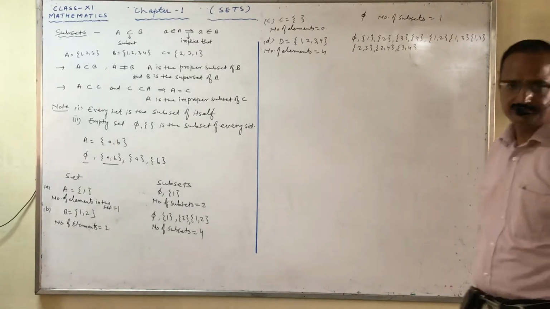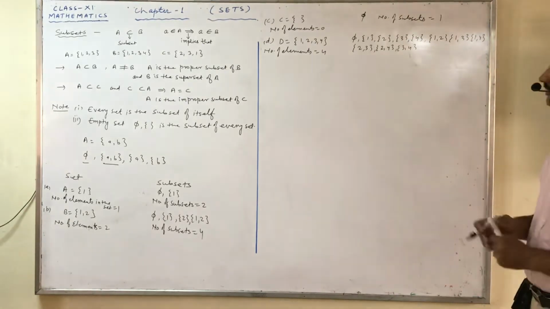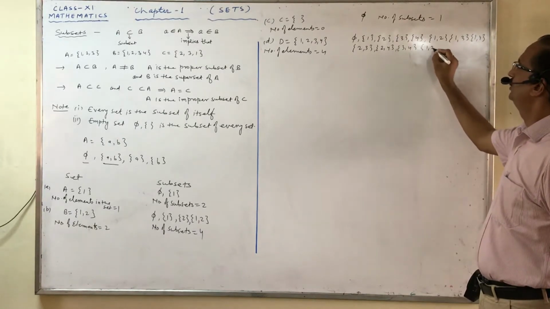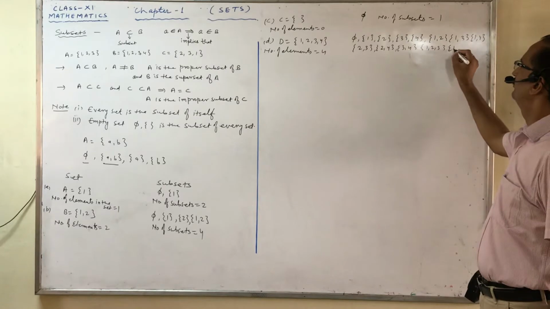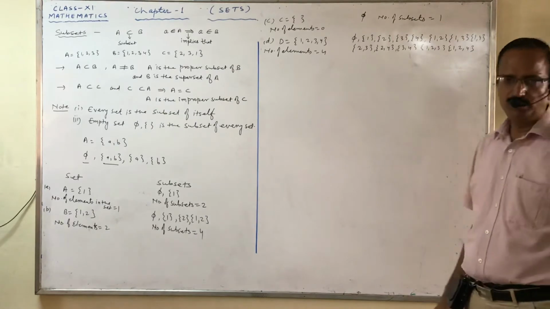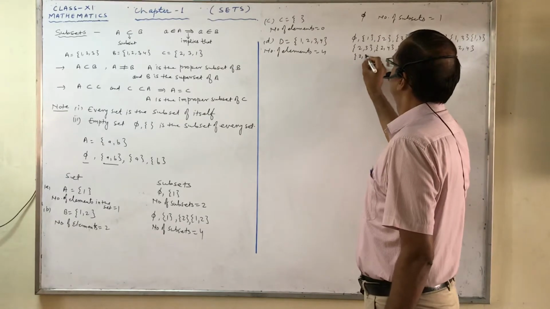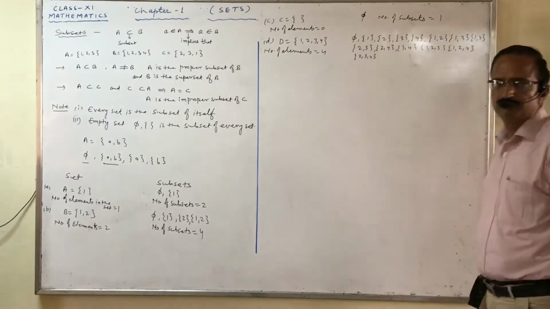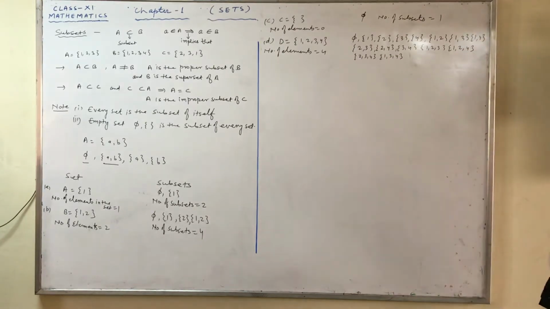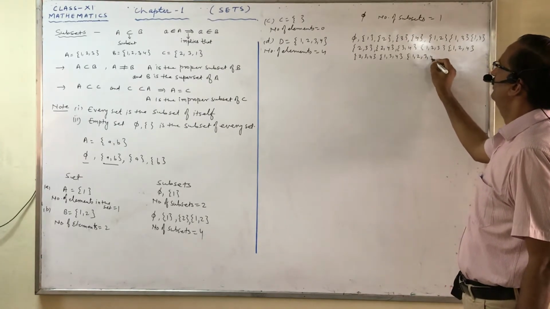Double letters are completed. Now consider the triple letters, 3 letters. So I am starting with 1, 2, 3, then 1, 2, 4. So these are the sets. Start with 1, 2. Okay. Now 2, 3, 4 and 1, 3, 4. And lastly, we can write the set itself, that is 1, 2, 3, 4.